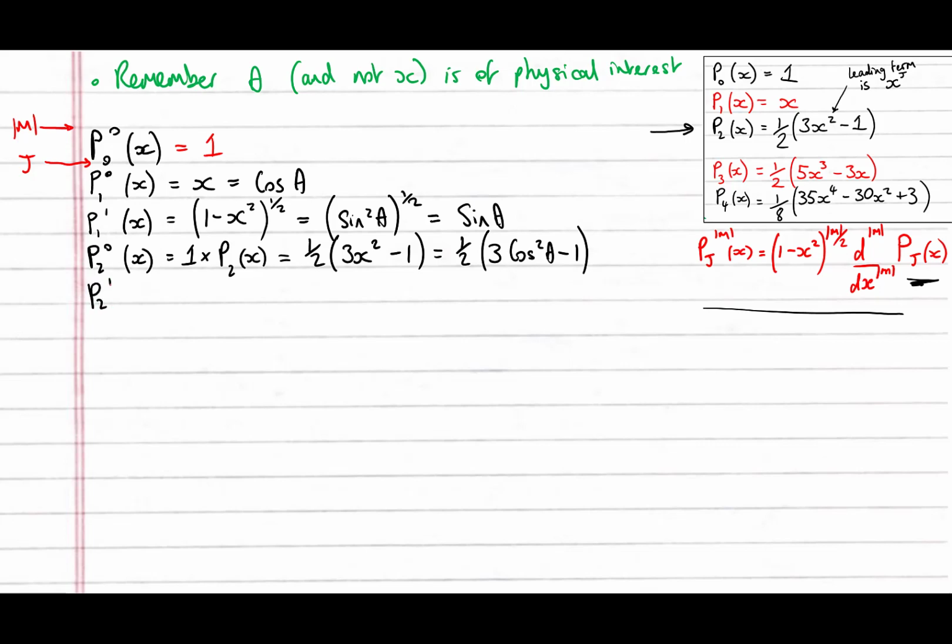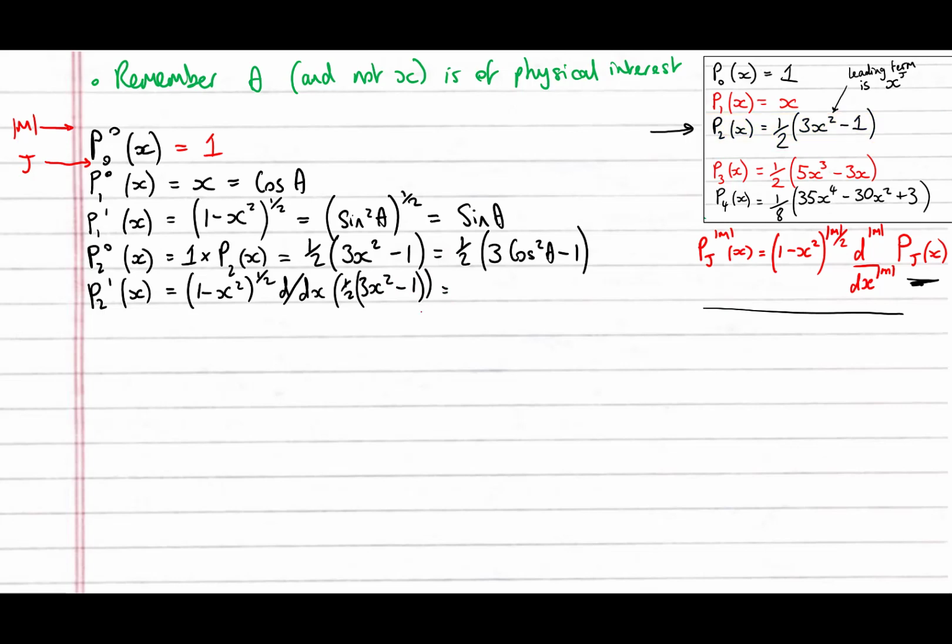When J is equal to 2 and M is equal to 1, we cycle through. So now, of course, we go back to this 1 minus x squared term with a 1/2 expression in here. And of course, we've got the d by dx of the 1/2 3x squared minus 1 term in here.